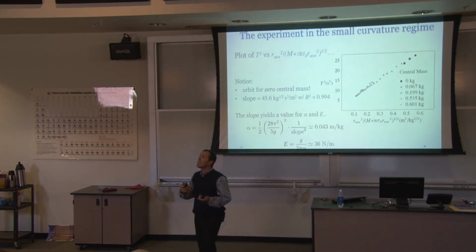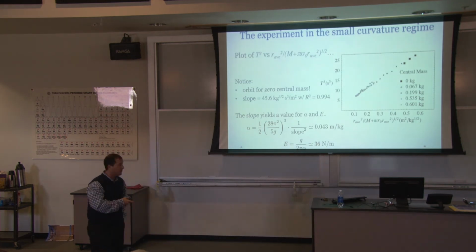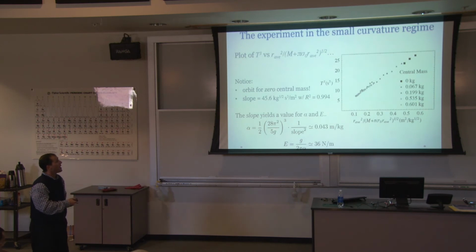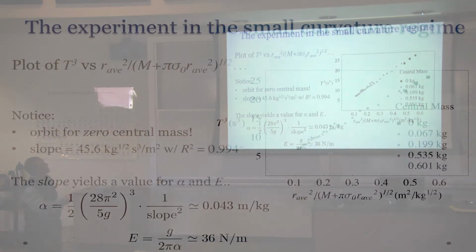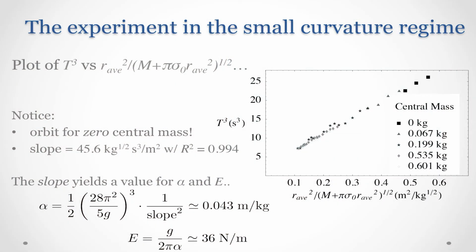This is a way to measure indirectly the modulus of elasticity and this parameter alpha in this small curvature regime. And these are the numbers that we get. If you look at the time scale here, this is t cubed, so it's about 6 to 26. That corresponds to 2 to 3 seconds. That was about how much time it took this marble to go around in this small curvature regime.